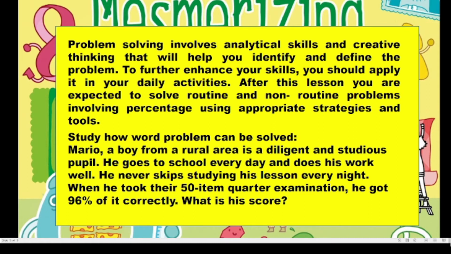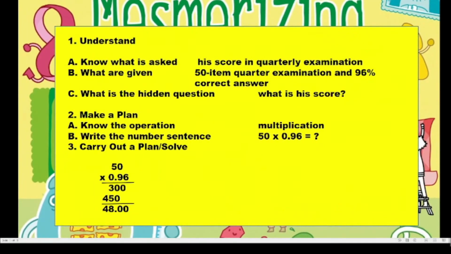Mario, a boy from a rural area, is a diligent and studious pupil. He goes to school every day and does his work well. He never skips studying his lesson every night. When he took their 50-item quarter examination, he got 96% of it correctly. What is his score? Okay, let us understand. Know what is asked?